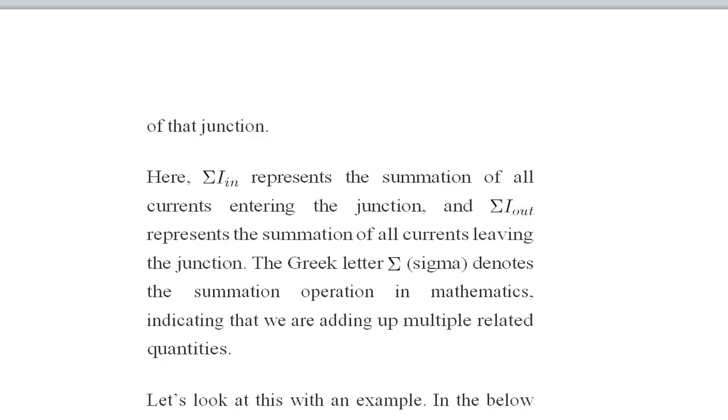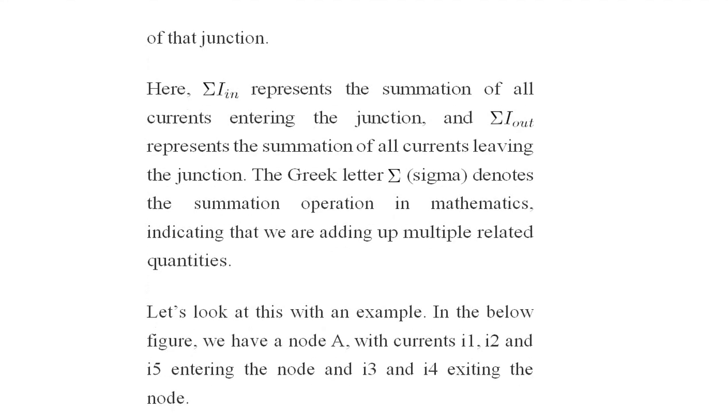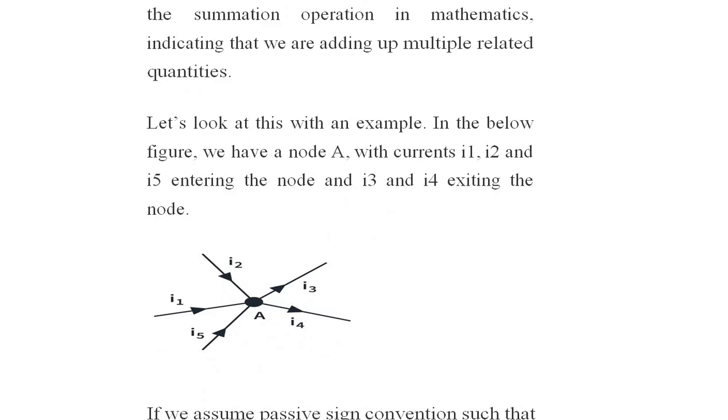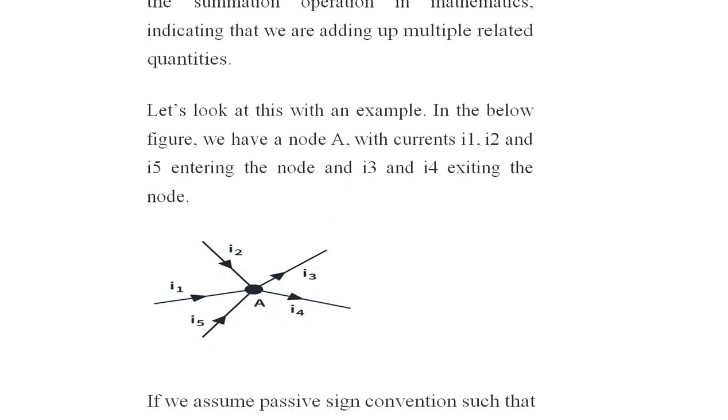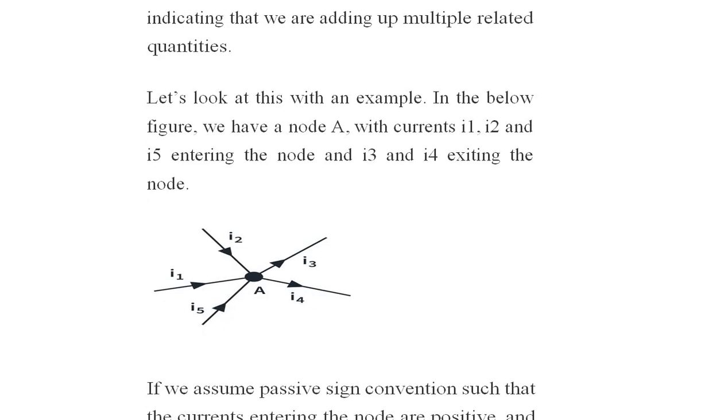The summation symbol sigma denotes the summation operation in mathematics, that is the addition operation, indicating that we are adding up multiple related quantities. Let us consider the diagram. Here there are 5 currents represented by letters I1, I2, I3, I4 and I5. From the figure we can understand that the currents I1, I2, I5 are flowing towards the node A, and the other currents, I3 and I4, are flowing out of the node A.